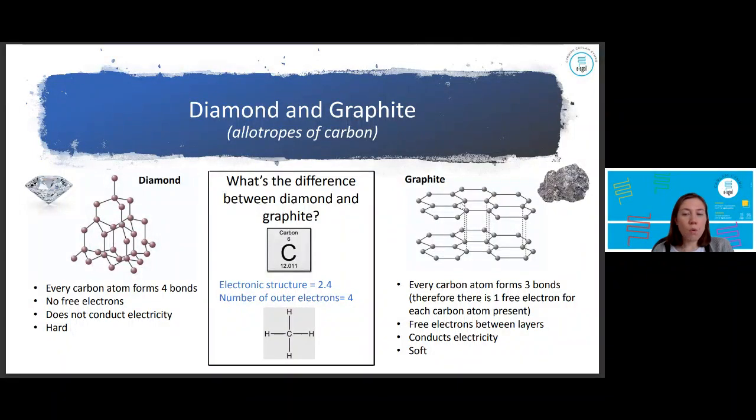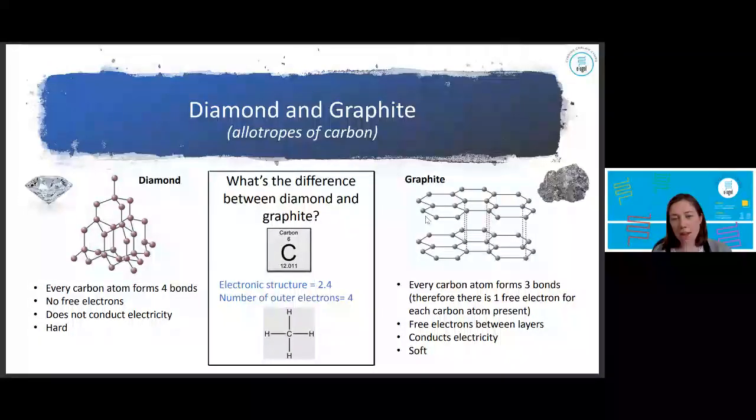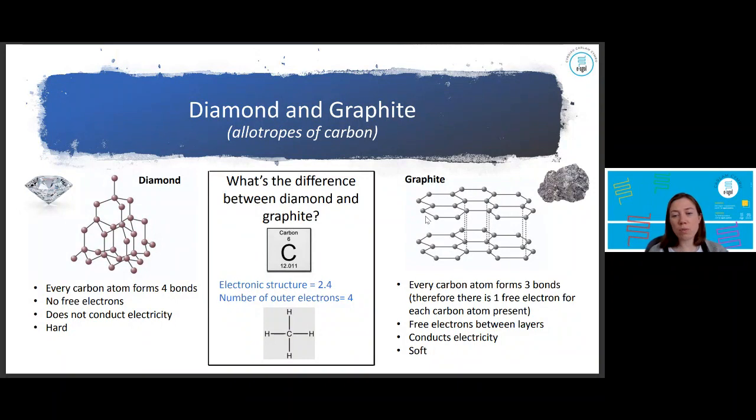So what that means is 1 electron for each carbon atom is not involved in bonding and therefore is free and moving around. And those electrons tend to move around between these layers. If we've got a movement of electrons, then obviously it will conduct electricity. So graphite conducts electricity. That's what's present in your pencil. I don't know if you've ever tried making circuits using a pencil, but that will actually work. You can use the graphite in a pencil, connect it up to a battery, an LED, for example, and it will make that LED light up.